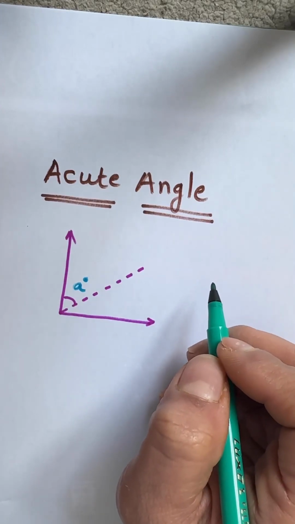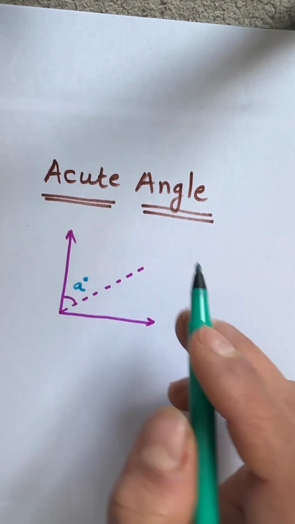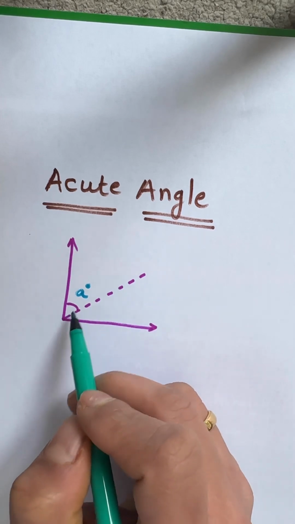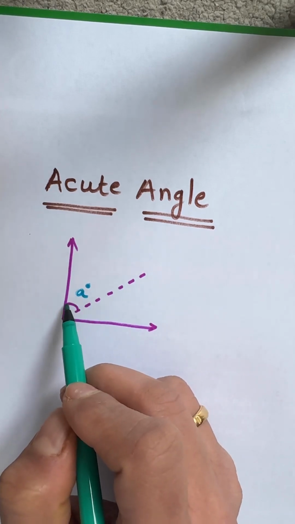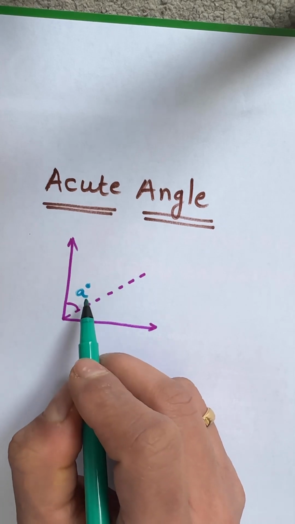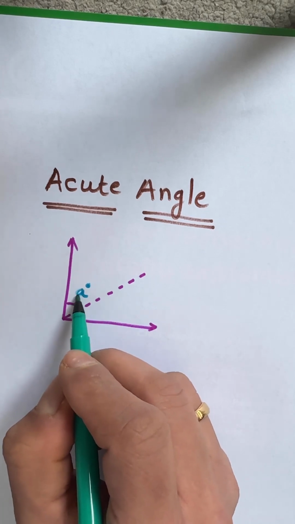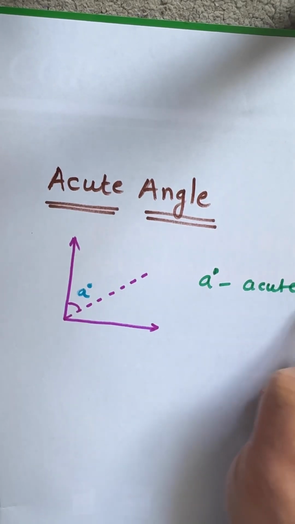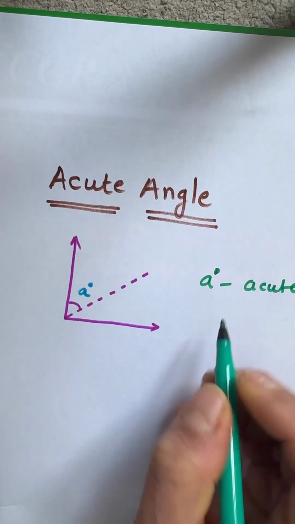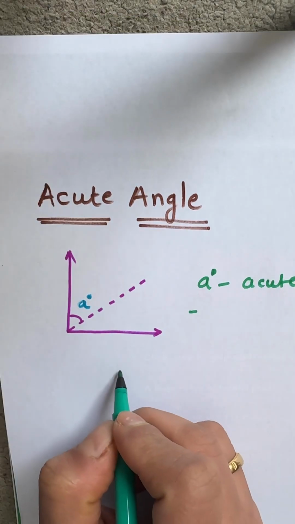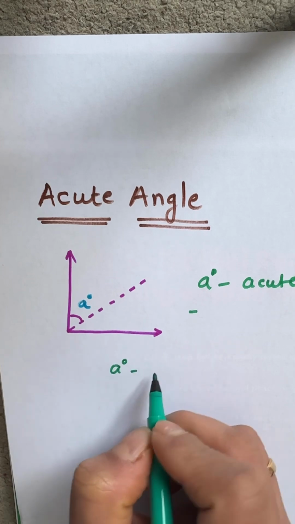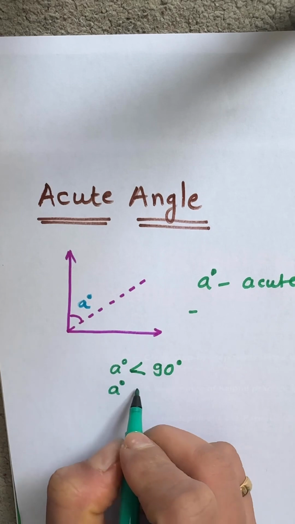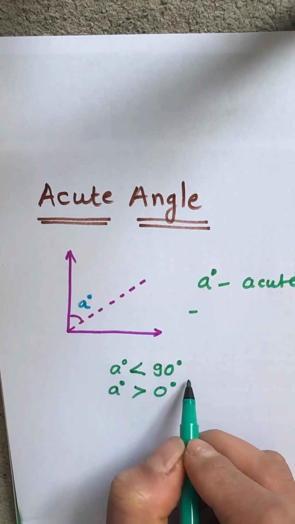Today we are going to see acute angle. What is meant by acute angle? This is the right angle triangle. The angle between 0 degree to 90 degree is called as acute angle. Here A is the acute angle. A angle is less than 90 degree and this angle is greater than 0 degree. So it is the acute angle.